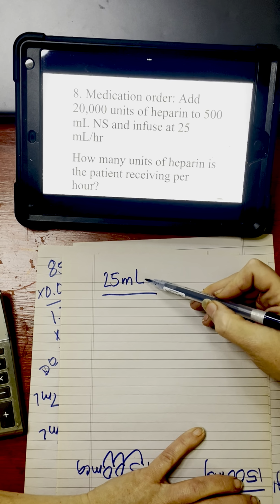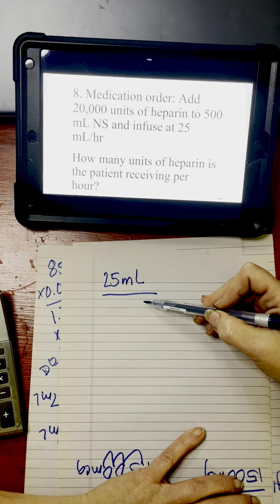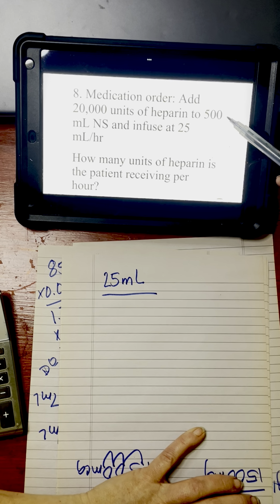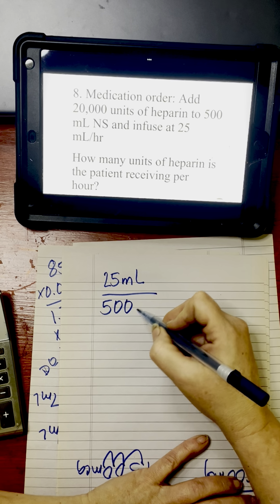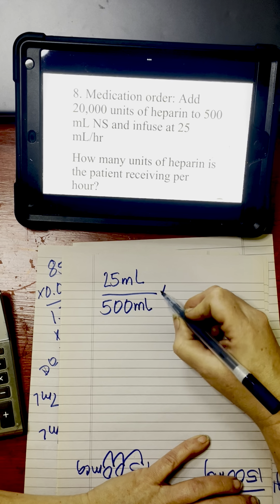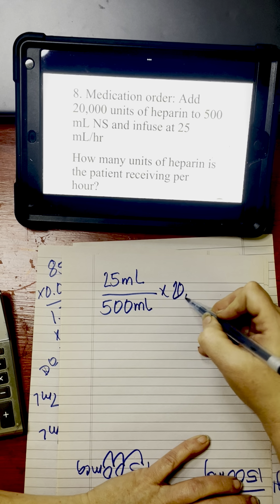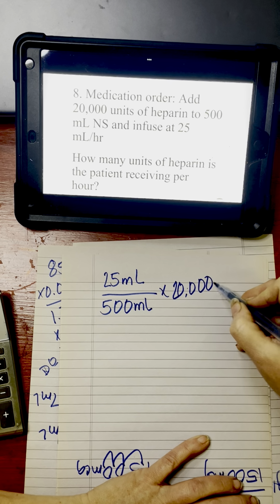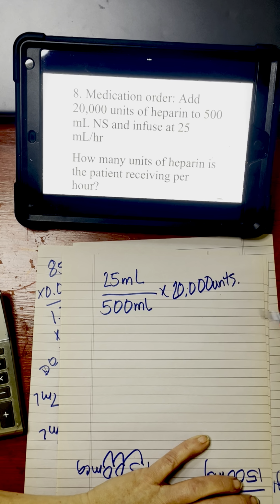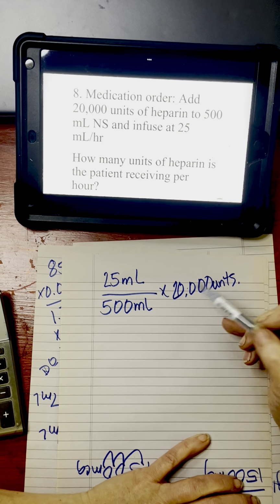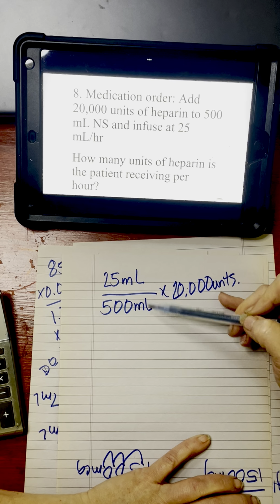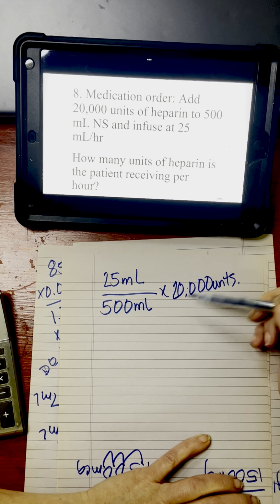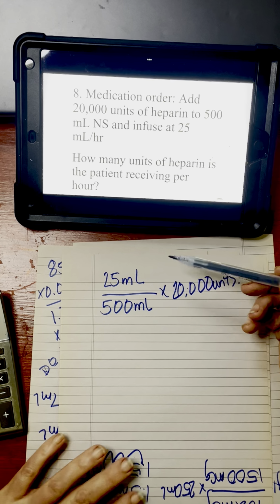To go in this fraction, it has to have the same last name. What do I have? I got 500 milliliters, and it comes with 20,000 units in it. So we've set up our problem. I want you to give yourself permission to know it like this, okay? And then we're doing the math.